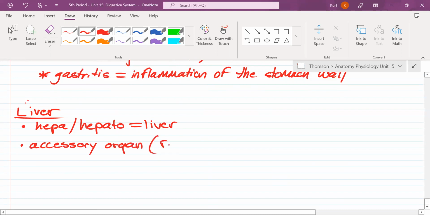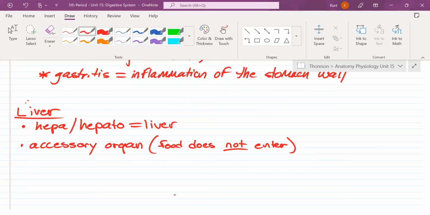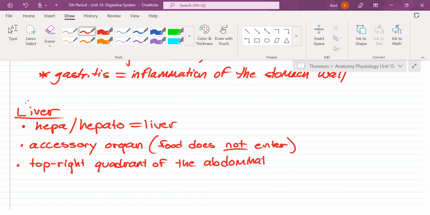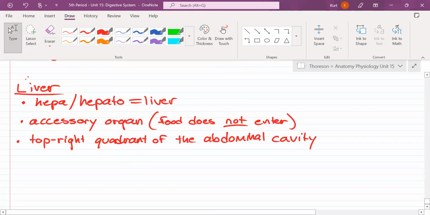The liver is an accessory organ. This means food does not enter it. But the reason that it is a digestive organ is that it produces digestive juices. It is located in the top right quadrant of the abdominal cavity. And when we dissect the pigs, I think you will be amazed with how large it is. You might think it's the same size as your stomach. No, it's a lot bigger. So when you see that liver, it is the largest internal organ.